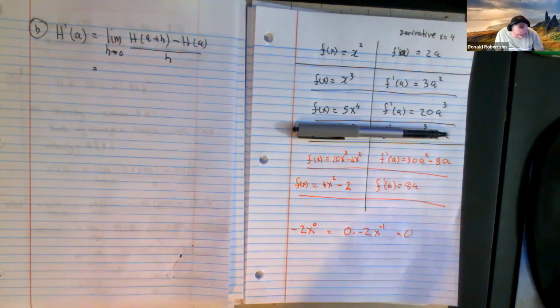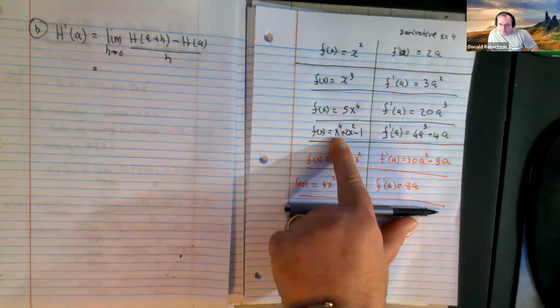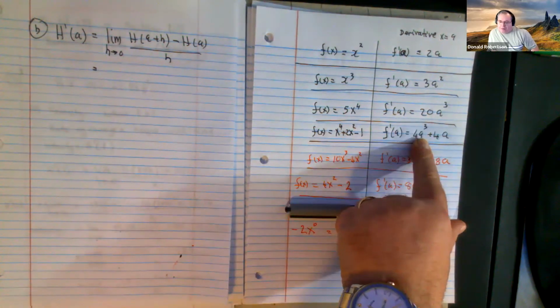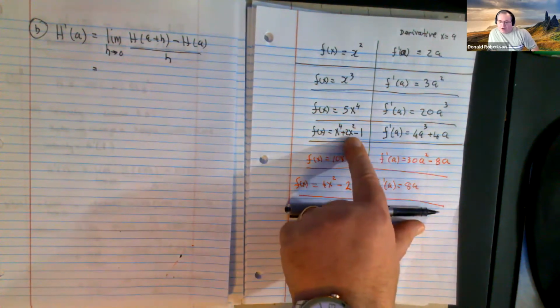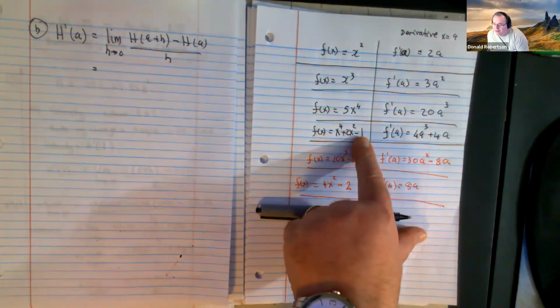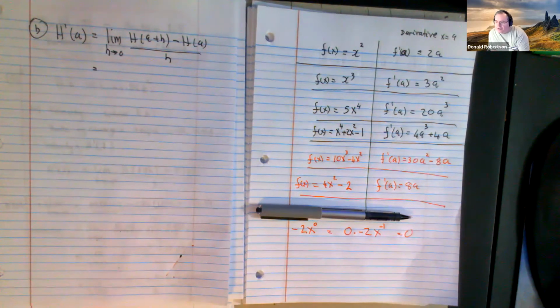Now, let's look at this ugly one. Multiply by the power, 4, reduce the power by 1, a cubed. Multiply by the power, 4, reduce the power by 1, a. What happened to the number? All numbers disappear, right? So +5 gets you nothing when you differentiate it. -1,000,000 gets you nothing as well.